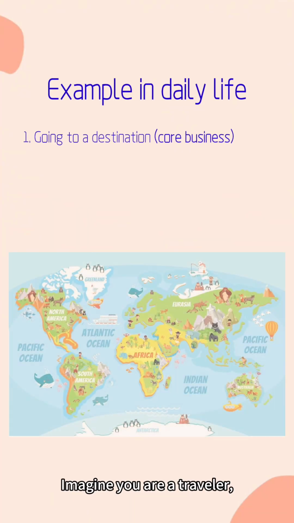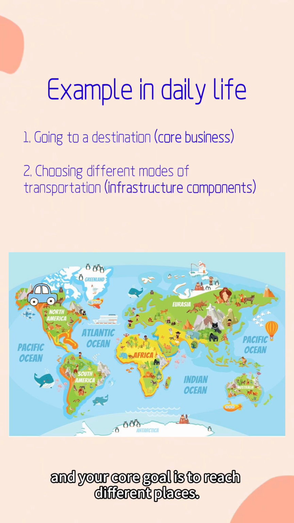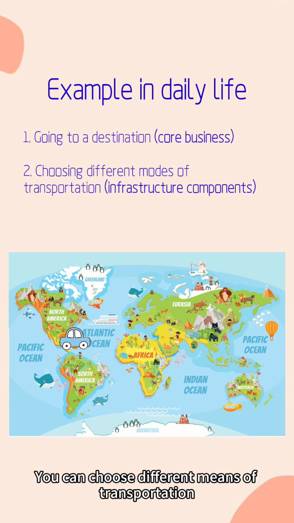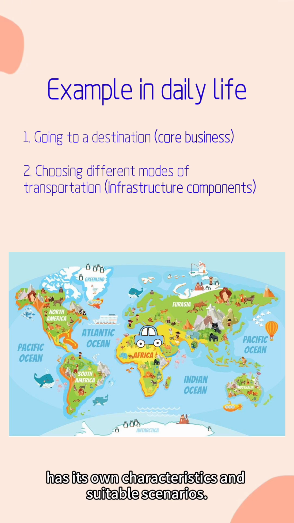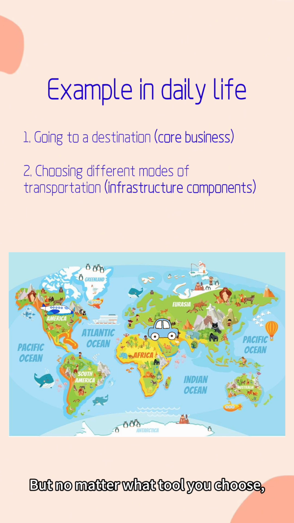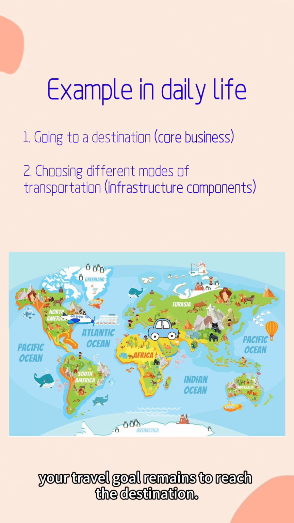There are actually many examples of this in our daily lives. Imagine you are a traveler, and your core goal is to reach different places. You can choose different means of transportation to achieve this goal, such as cars, trains, airplanes, etc. Each mode of transportation has its own characteristics and suitable scenarios. But no matter what tool you choose, your travel goal remains to reach the destination.